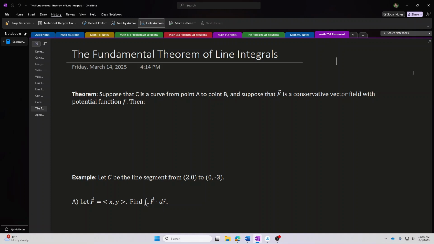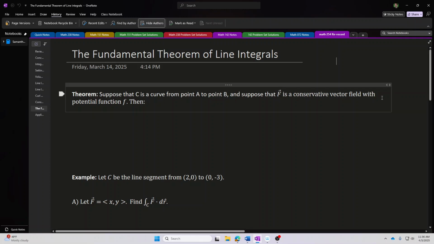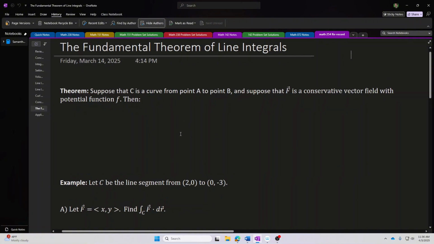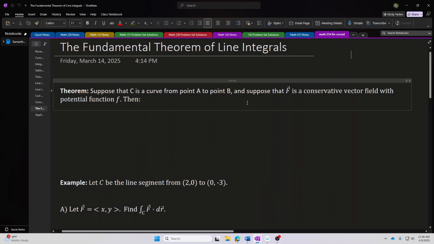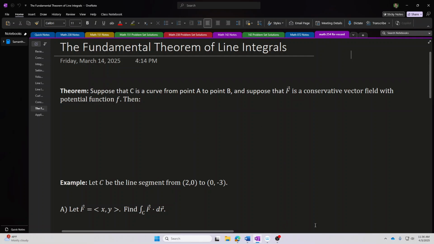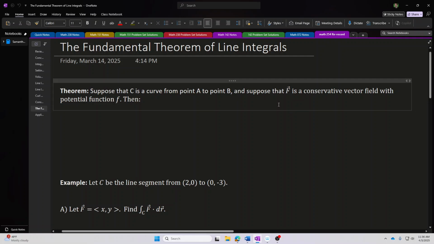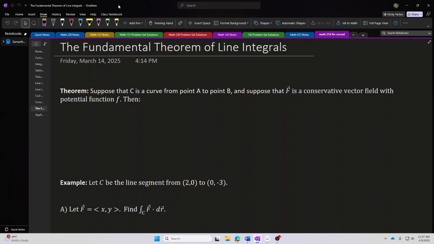So here is the theorem that we will be using, which is called the fundamental theorem of line integrals. And the setting is that we have some curve C, and let's call the initial point of the curve A, and the final point of the curve point B. And we have some vector field called F, which we know is conservative. And we talked yesterday, if your vector field is conservative, it definitely has a potential function out there somewhere. So let's go ahead and call that potential function lowercase f, as is tradition.